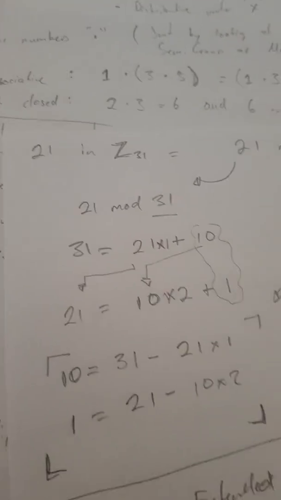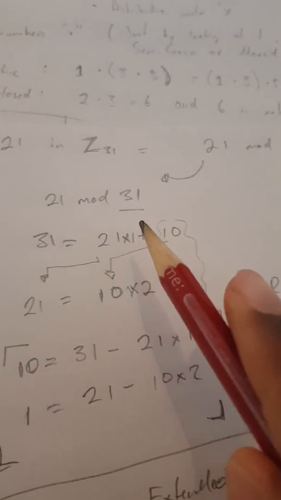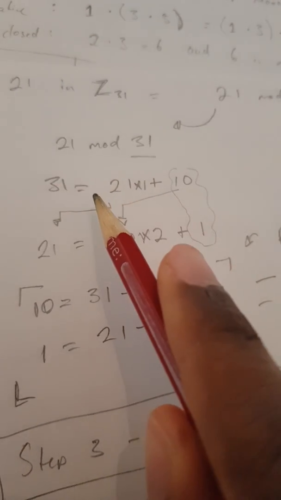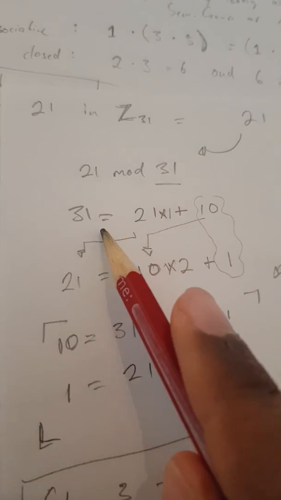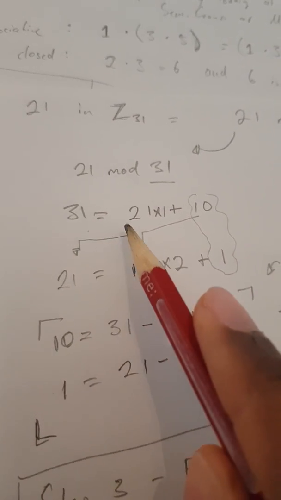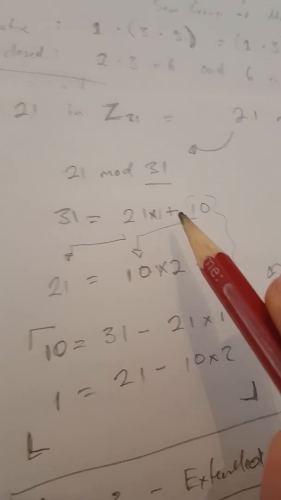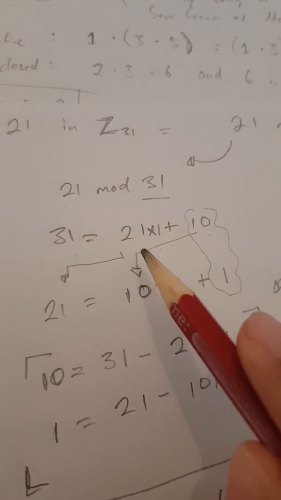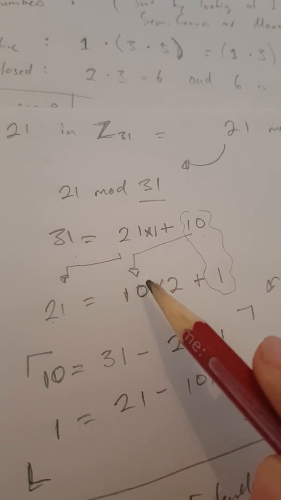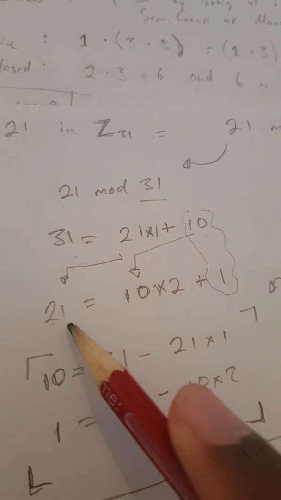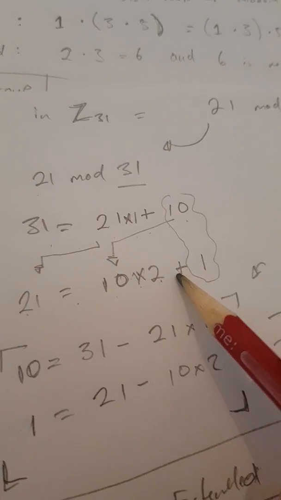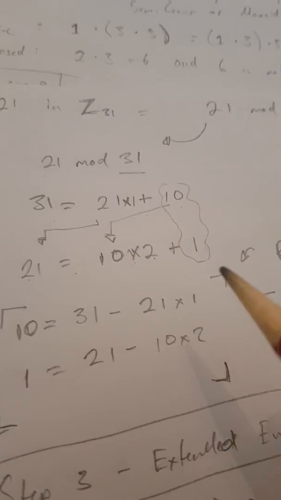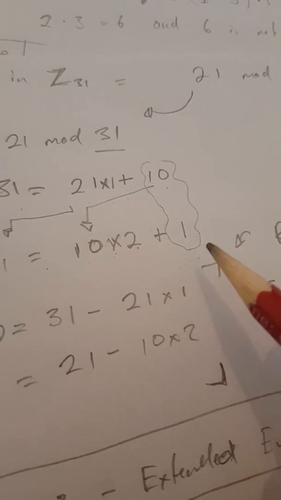We have to do normal Euclid. So that means we take 31, we put it down here, and 31 is equal to 21 times 1 plus what? The remaining is 10, so that's the remainder, 10. Then we bring 21 down here, and we bring the 10 down here, and we say 21 is equal to 10 times 2 plus 1, because 10 times 2 gives me 20, plus 1 gives me 21. And now we are done with Euclid, because when we have 1, we are done right here.